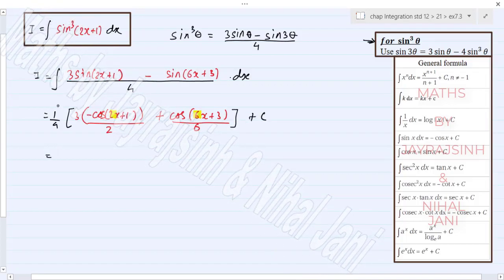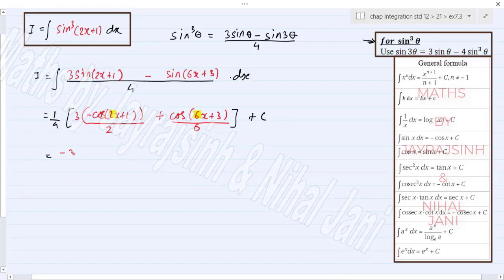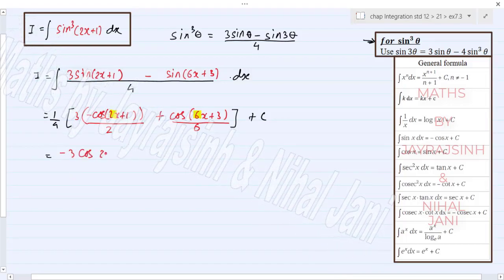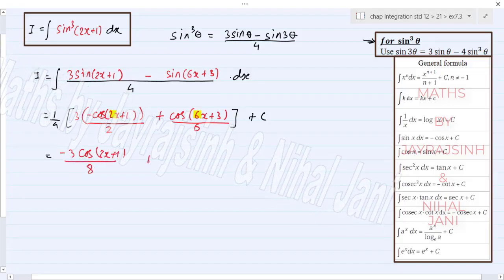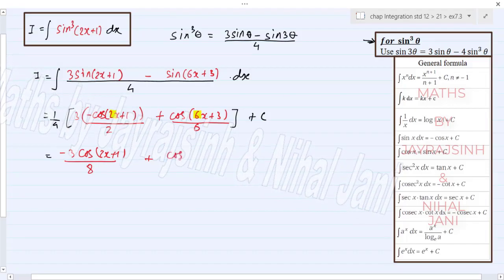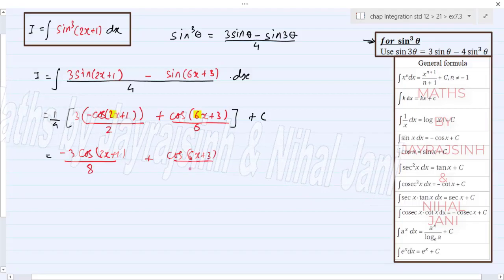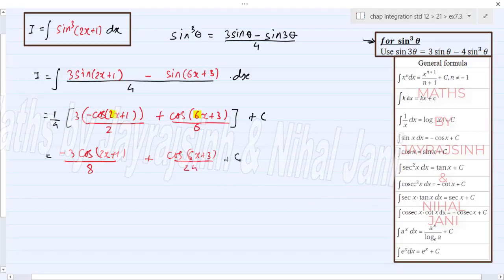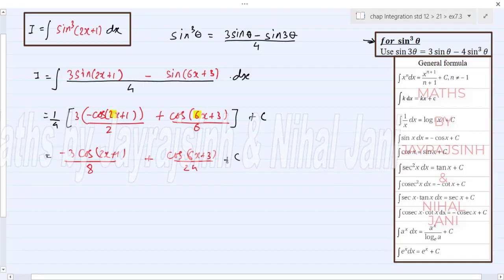For further simplification, we can multiply 1 by 4 within the bracket. So we'll get minus 3 cos (2x plus 1) upon 8 plus cos (6x plus 3) upon 24 plus c is your final answer. Ta-da!